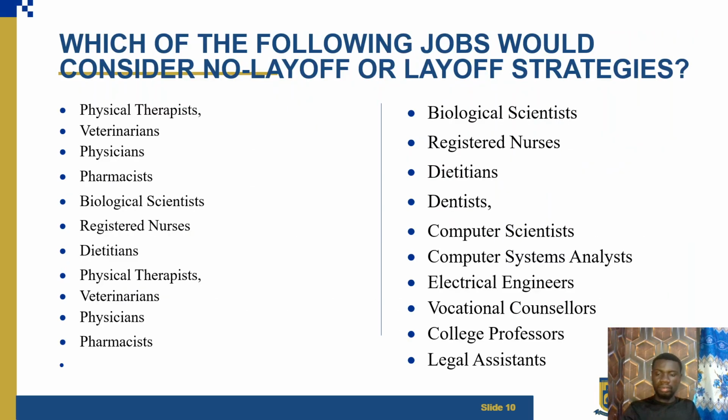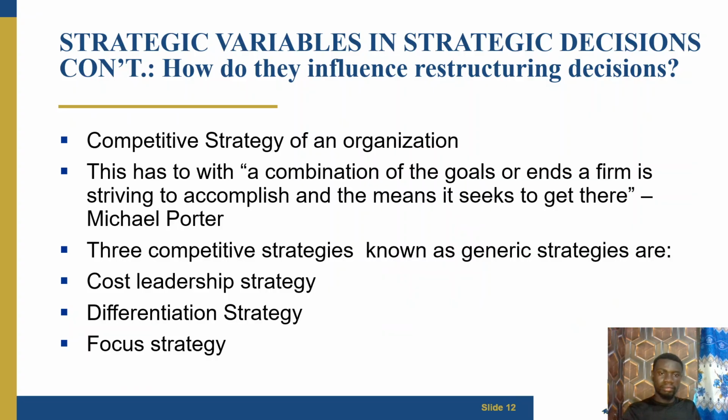So let's continue. The competitive strategy of an organization has to do with the combination of goals. When we talk of competitive strategy, it is a strategy that organizations may apply in order to be advantageous in competition. So for the competition in the industry that you are operating, what are the strategies that you're going to apply? Are you going to use the cost leadership strategy, the differentiation strategy, or the focus strategy?